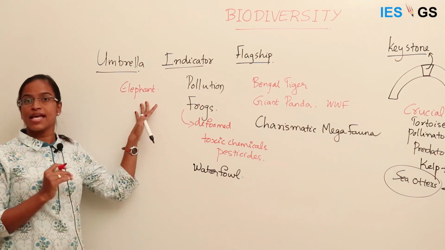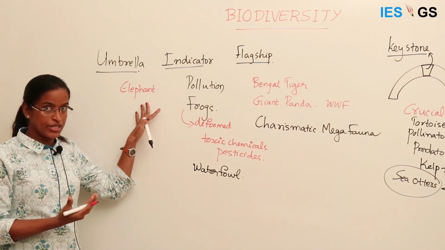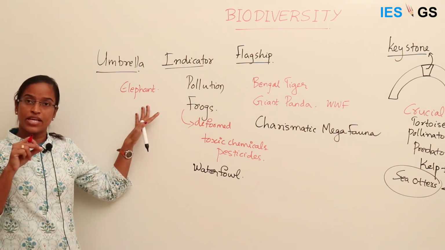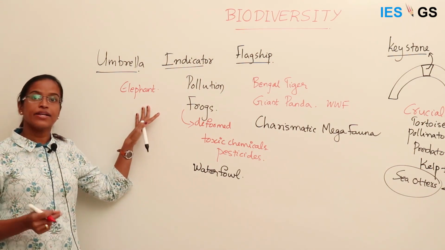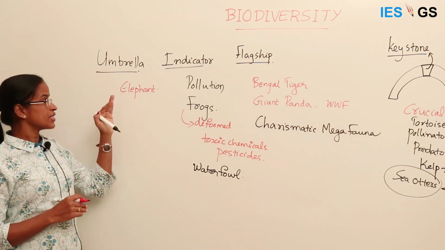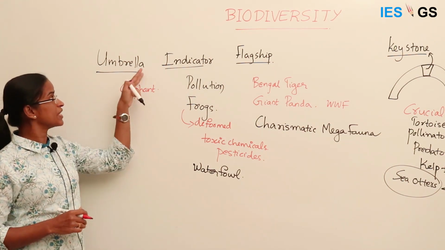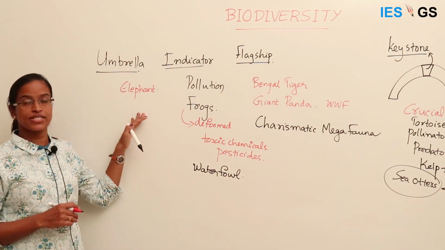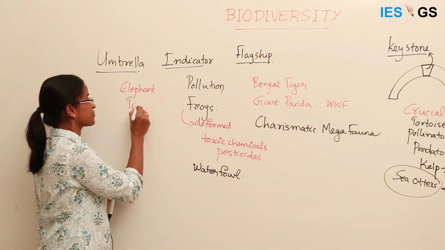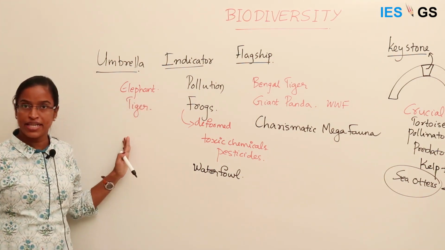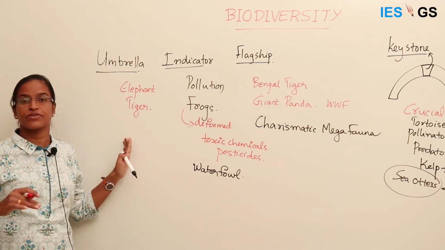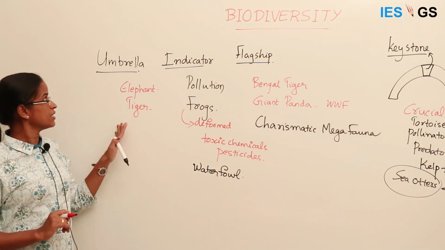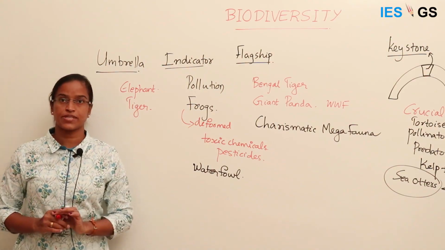If we are maintaining this habitat to conserve the elephant, it means that we are conserving the whole ecosystem. We are conserving a large variety of plants and the habitat itself. Usually for conservation purposes, we will take an umbrella species for our conservation efforts. For example, we have Project Tiger, right? It means that if you are protecting the tiger, the whole forest ecosystem will be preserved, or the whole grassland ecosystem will be preserved. And these are the umbrella species.